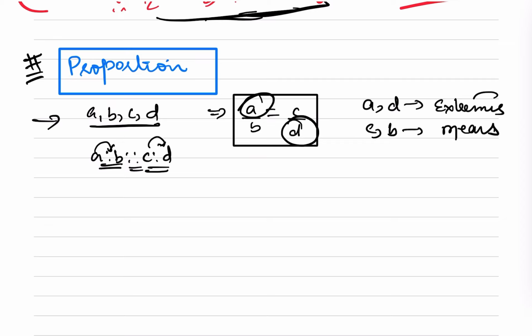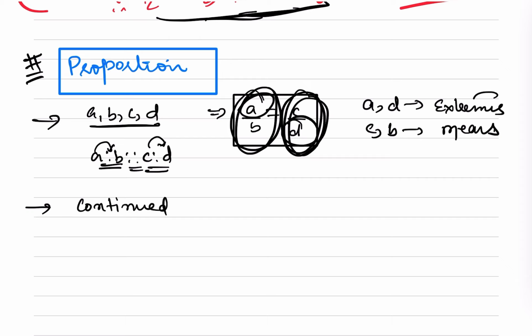So if two ratios are equal, the four quantities composing them are said to be proportional, that is, a is to b proportional to c is to d. Understanding?